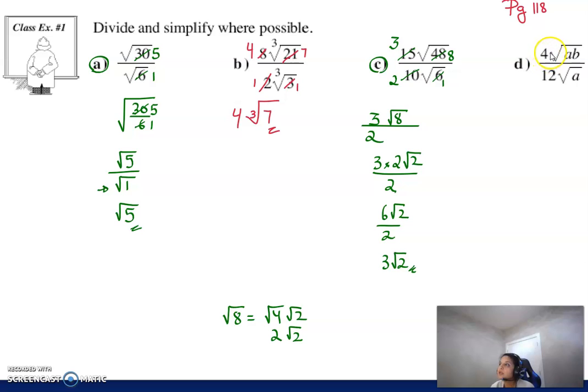On to D. In this part, the 4 will reduce the 12 this time, so this will become 1 over 3. If you want to, you could keep the 1 as a placeholder for the numerator. And the a will divide the a out. In that case, this will end up becoming root of 1, and in the numerator we'll end up with root b. So you end up with 1 root b over 3. Or you can write 1/3 root b. That is okay too. Or you could write root b over 3. Any of these versions for this answer is correct.